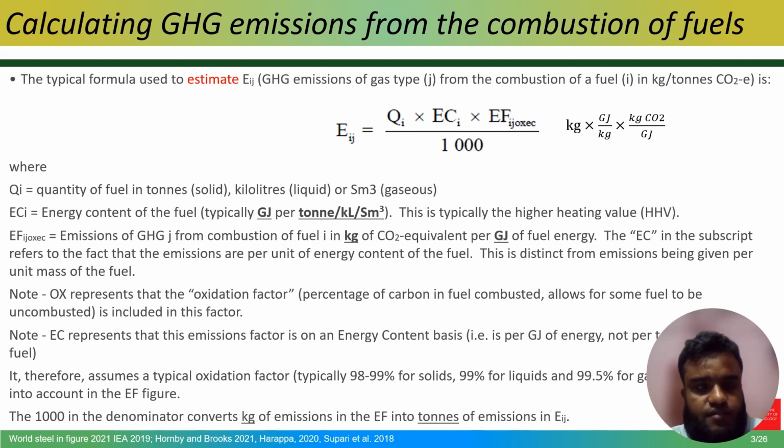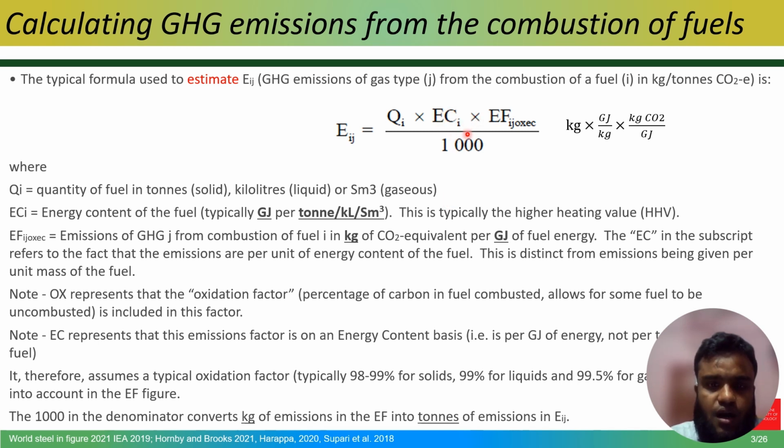Now let us do some math. How can we calculate greenhouse gas emissions from combustion of fuel, for example? The typical formula for this greenhouse gas emission calculation, from combustion of one kilogram of fuel, for example, is E_ij. Here i means the fuel, kilogram of fuel i, and j represents the greenhouse gas emitted, and it is equal to Q_i. Q_i is the quantity of fuel in ton or kiloliter, etc.